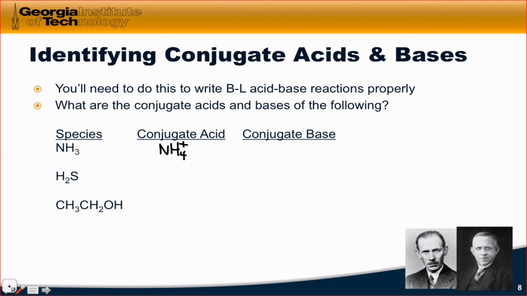We can play the same game with H2S. To generate the conjugate acid, we add one additional proton, and we increase the formal charge of the species by 1 unit, since a positive particle has been gained in going from a species to its conjugate acid. For ethanol, we do the same thing, noting in this particular case that the additional proton will be added to the oxygen atom, which is the only atom in this structure that contains lone pairs, the only atom that can act as a base and grab a proton.